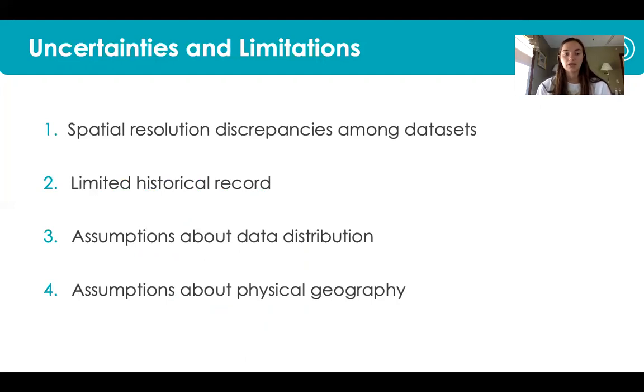So uncertainties and limitations of our project were differing spatial resolutions, limited historical records used to create climatic normals, assumptions about data distribution when putting our data into percentiles and bins, and then assumptions about physical geography when assessing our CMI at different regions.